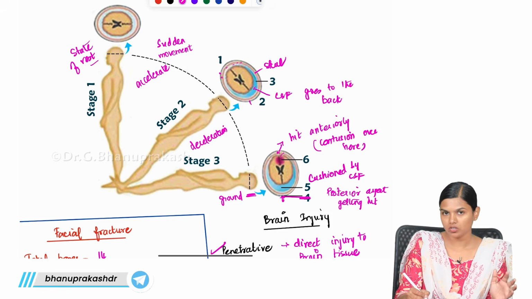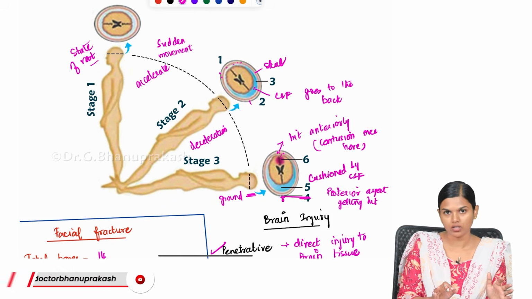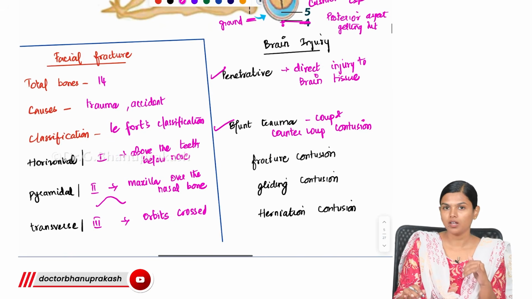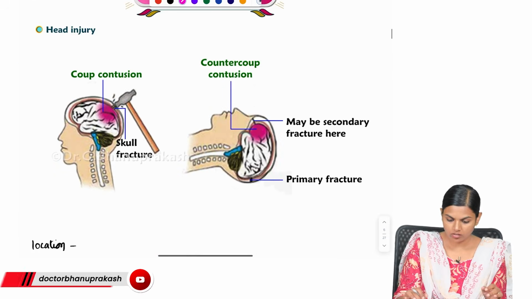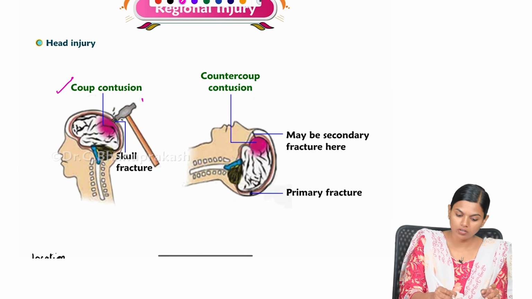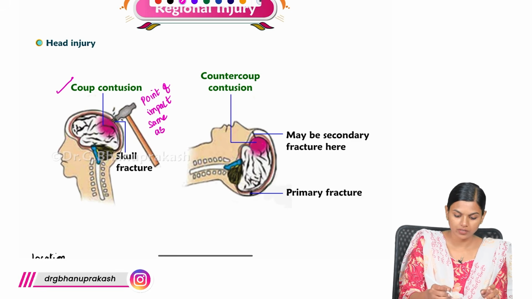That is why it is known as contrecoup contusion. The impact is at one point and opposite to that point you are getting that contusion. So this is one blunt trauma related brain injury. Next is coup contusion. What will happen is that the point of impact will be same as your contusion.